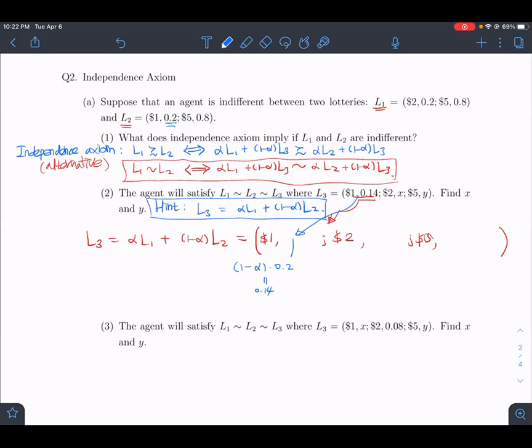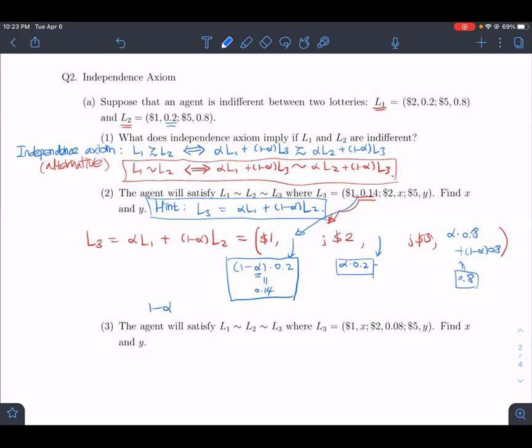Moving on, the probability of $2 coming up is alpha times 0.2 plus 1 minus alpha times 0. $2 is not in this L2, so in here there's no $2. The last one is alpha times 0.8 plus 1 minus alpha times 0.8, which is 0.8. So this number is fixed, 0.8. If we know what alpha is from here, then we can substitute alpha in here and get the answer. So let's do that.